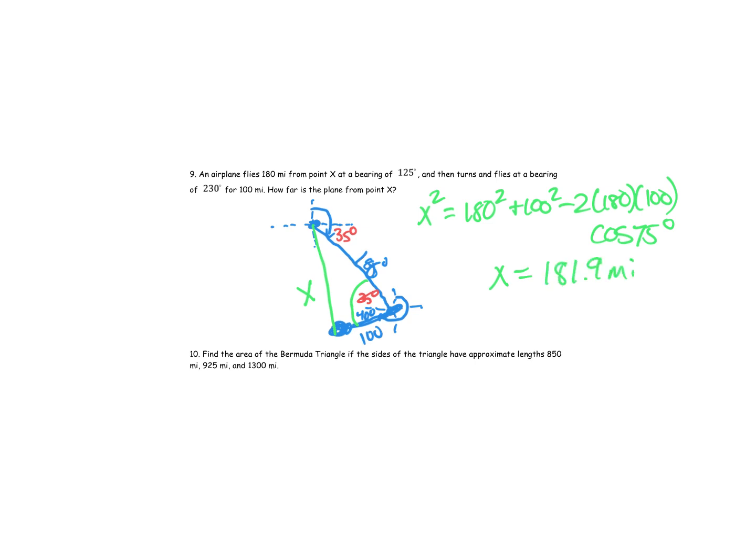And so the question is, in this case, how far is the plane from point X? So we're finding this distance here. And so I've got this angle here as 75 degrees, and I've got two side lengths. So I have SAS, so I can use the law of cosines to then find X. So X squared is going to be 180 squared plus 100 squared minus 2 times 180 times 100 times cosine of 75 degrees. And when you solve and then take the square root, you should get 181.9 miles.